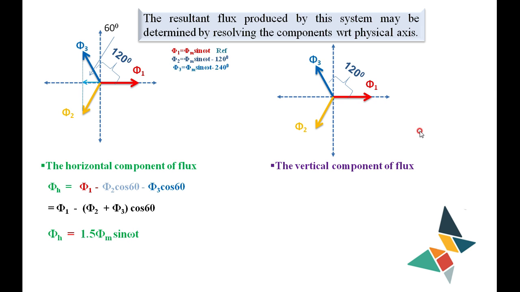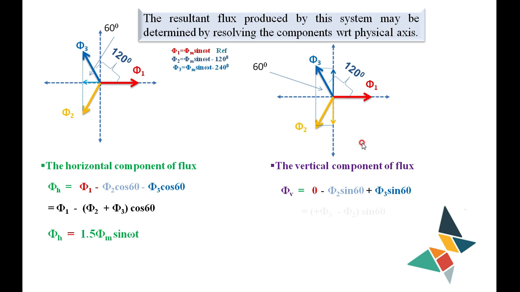Similarly, you have to find the vertical component of the flux. For that you take the y components of phi1, phi2 and phi3. Here the y component of phi1 is 0. Then the y component of phi2 acts along the minus y axis and the y component of phi3 acts along the plus y axis, whereas for phi1 it is 0.